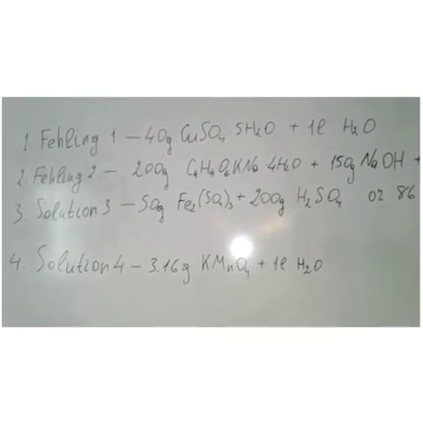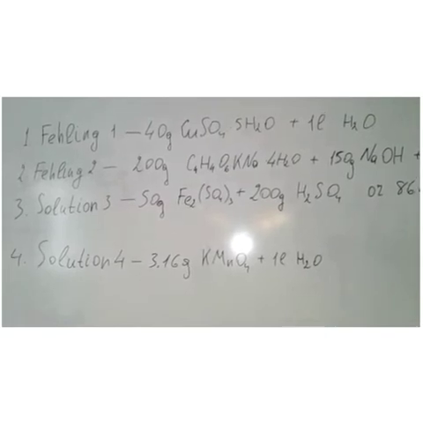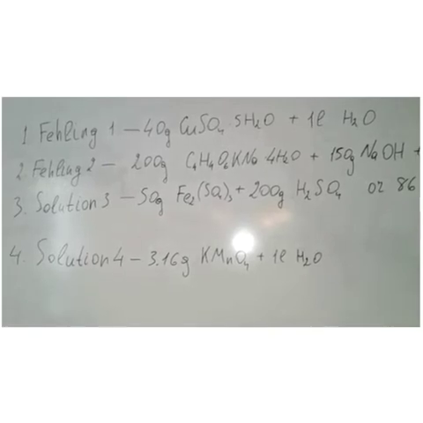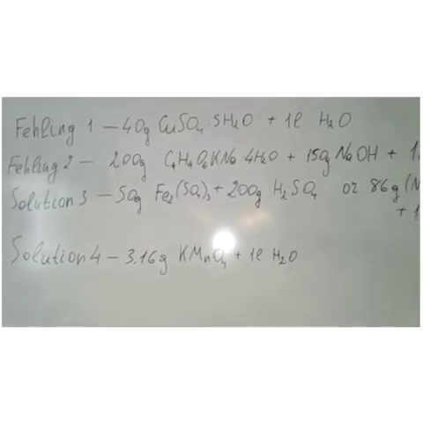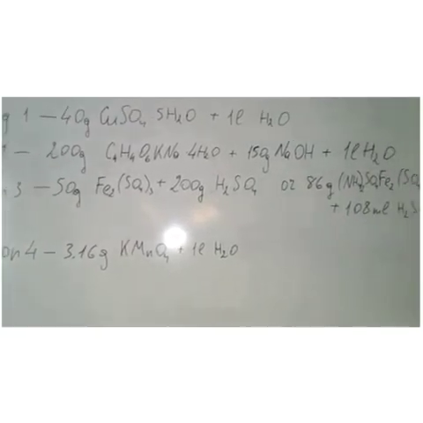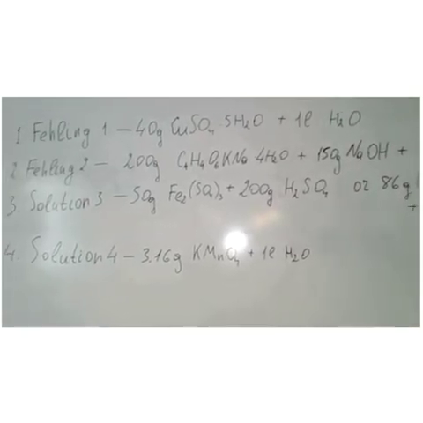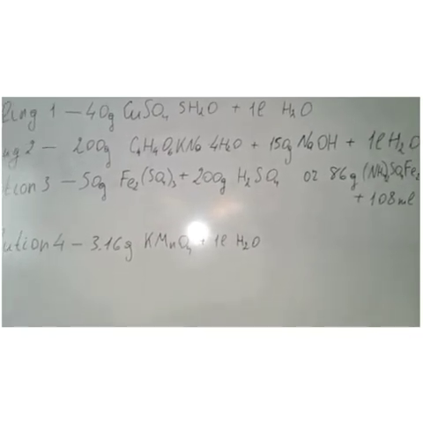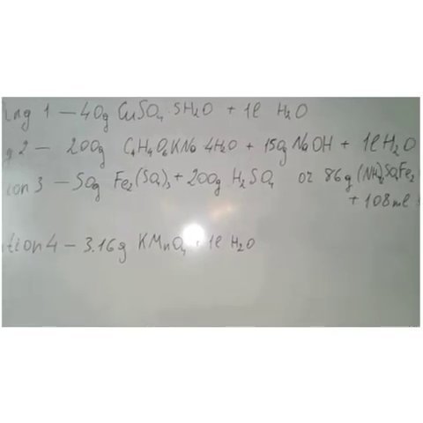Fehling 1. This solution consists of 40 grams of copper sulfate in 1 liter of distilled water. Fehling 2. 100 grams of potassium sodium tartrate tetrahydrate, also known as Rochelle salt, and 150 grams of sodium hydroxide are dissolved in distilled water, and the volume is brought to 1 liter.